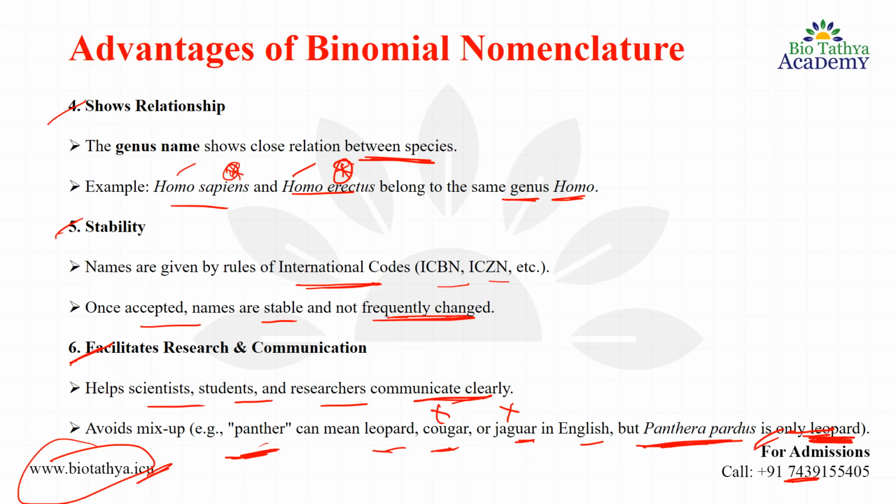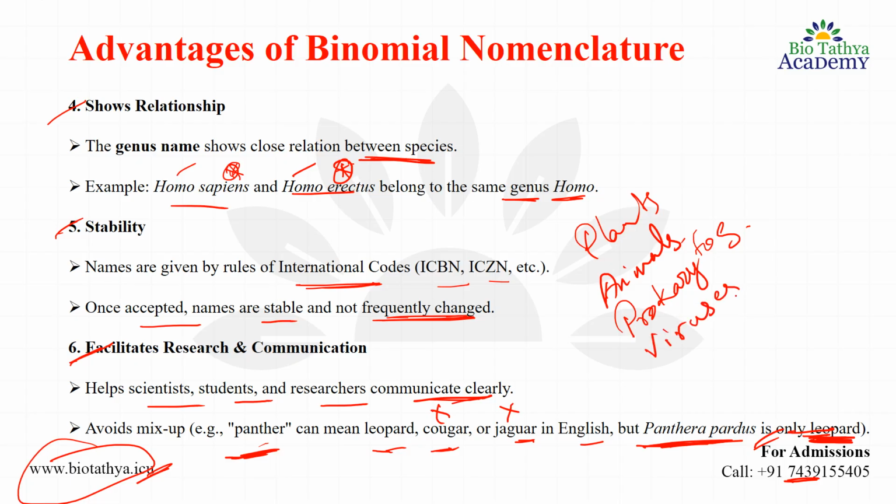And what are the typical international codes that are used for naming plants, specifically plants, then animals, then for prokaryotes or bacteria? I also told you there is a particular naming classification and an international code. For viruses also I have told you. So this was done in the previous lecture.